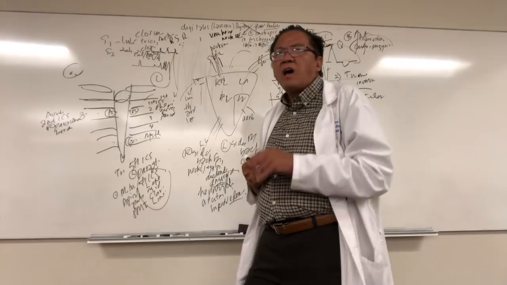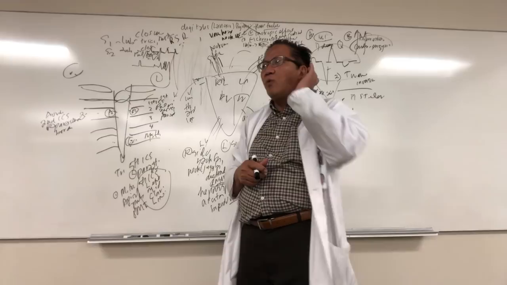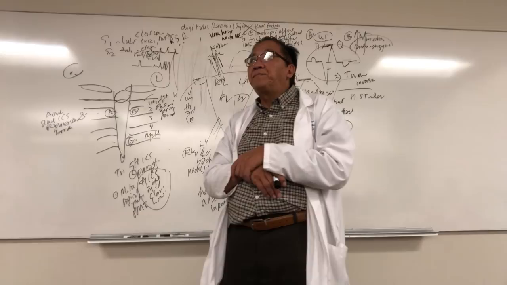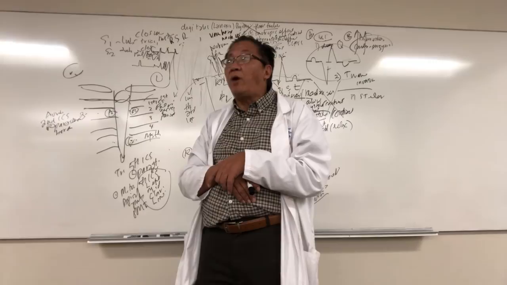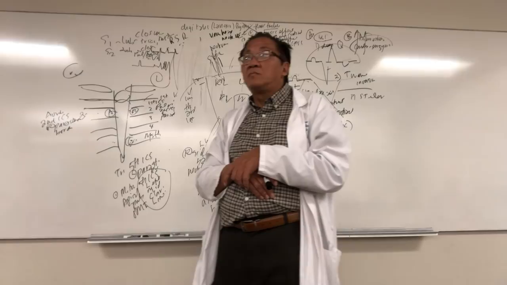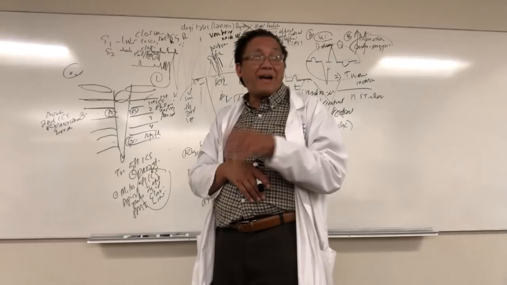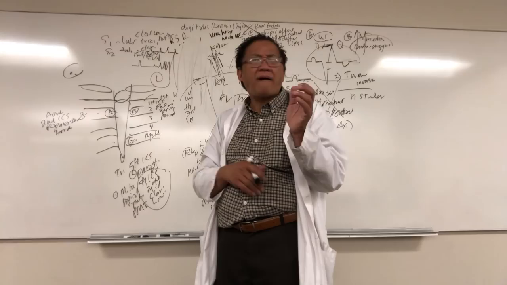Normal is less than what? 120 over 80. What is pre-hypertension? 120 to 139 systolic, and diastolic would be what? 80 to 89. What about stage 1? 140 to 159 systolic. What about diastolic? 90 to 99. Very good. And what's stage 2? Greater than 160 over 100. Oh, perfect.